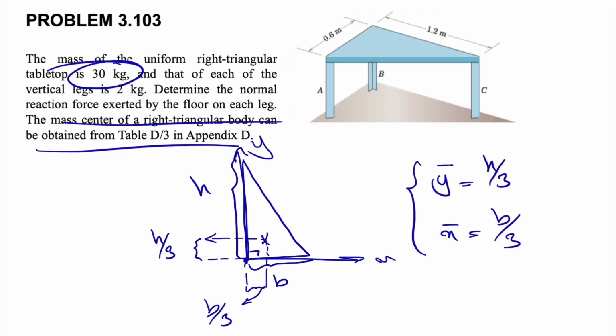And if we look at this table, we'll see that we have this right triangle in here. As I was saying, the centroid will be somewhere in here. If we want to find this distance, it will be simply 1.2 divided by 3, and the same thing here, it will be 0.6 divided by 3. So now that we know the centroid for this right triangle, we're good to go. I'm going to clean up and we can start with the free body diagram.